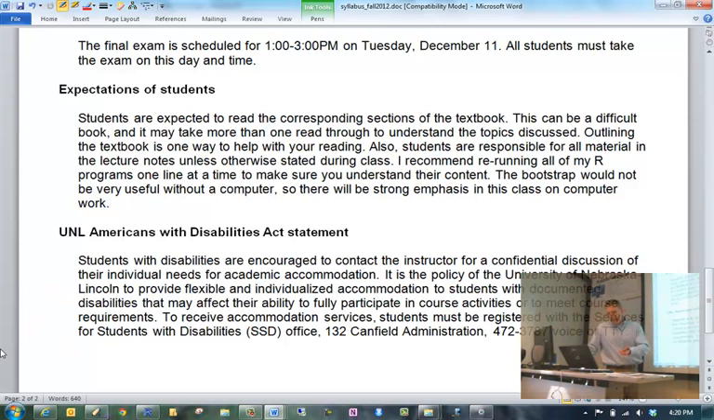Also, you're responsible for, of course, all the stuff that I have in my lecture notes. I wouldn't put it in my lecture notes if it wasn't important. And I do recommend rerunning all of my R programs that we talk about in class. Run them line by line so that you know, okay, this is what this line does, this is what this line does, versus running the whole program and saying, okay, yeah, that makes sense. No, you need to understand what's going on with R. The Bootstrap wouldn't actually be used if we didn't have computer software, and so there's a heavy emphasis in this class on how to actually use computer software to do it.